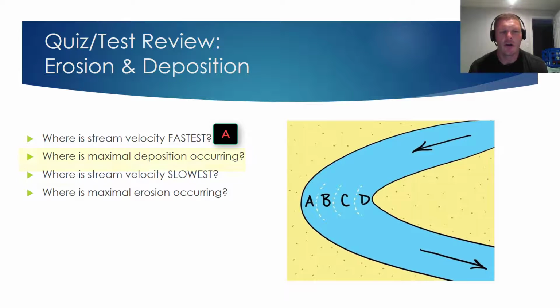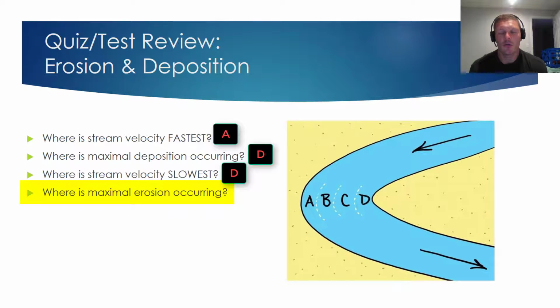For the next question, where is maximal deposition occurring? Deposition will occur at the region with the slowest velocity. And if the fastest velocity occurs to the outside of the curve, the slowest velocity will occur to the inside of the curve. You will be most likely to see deposition at section D in this image. The third question asks, where is the stream velocity slowest? Well, in alignment with the previous question, deposition occurs where the river is the slowest, and that answer will also be letter D.